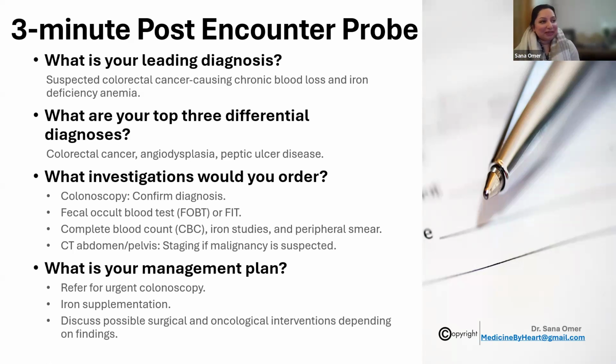So anyways, what investigations would you order? All of us will answer that, okay, we would like to go for a colonoscopy, urgent colonoscopy, okay? And then you'll say, I might go for a FIT if the patient did not have it in the past. You can say CBC, iron studies, peripheral smear, CT abdomen pelvis for staging of the malignancy. You know, all these answers, you can just tailor them according to your scenario. You can also tell your management plan that urgent colonoscopy, I will start the patient on iron supplementation. I will refer her to GI surgery and oncology and all those things.